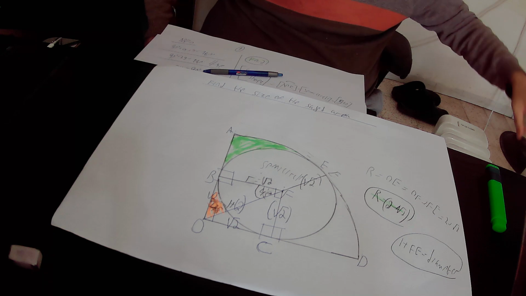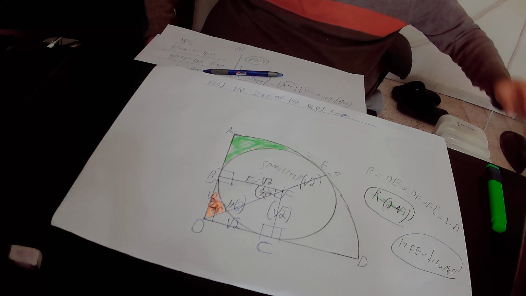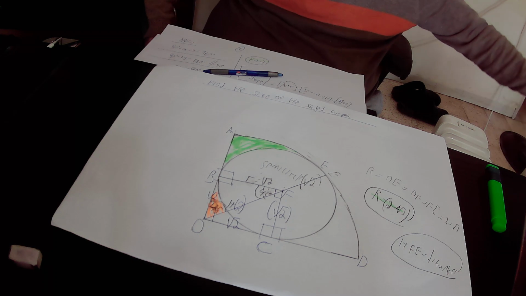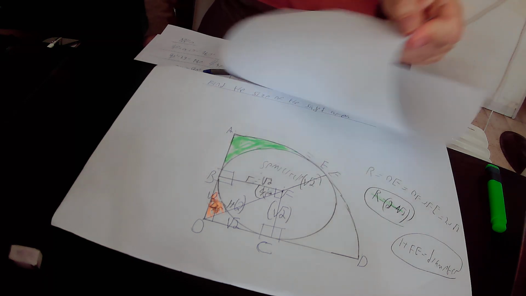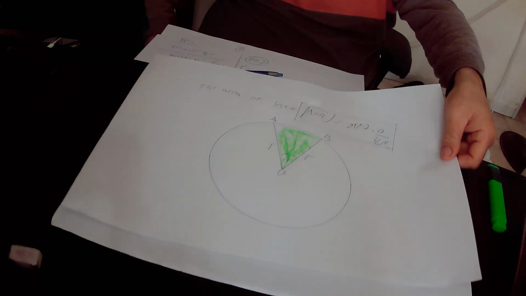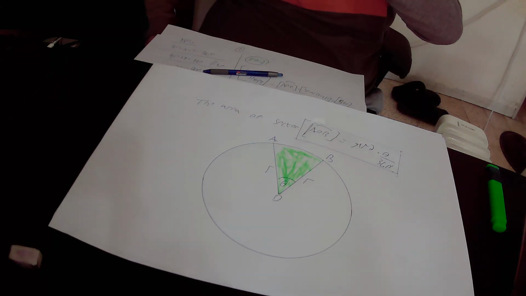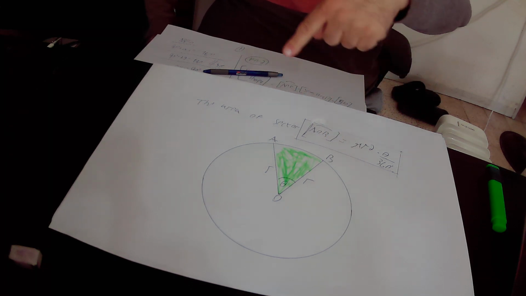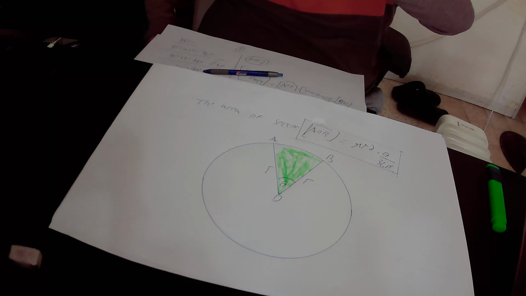And in the next step, I presented to you the definition of a sector. The green shape here is a sector. A sector is part of a circle. A sector is like a slice of a cake. If a cake is the circle itself, then a slice of a cake is a sector.